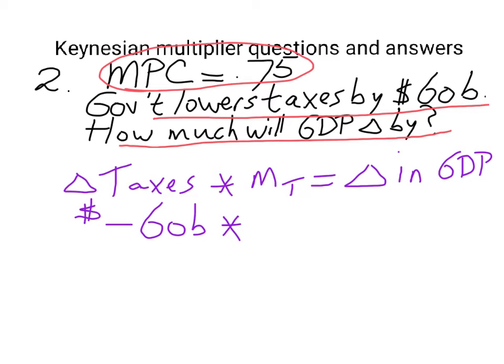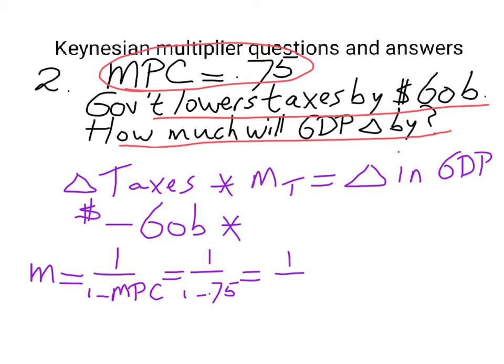Now, how do you get the tax multiplier? In order to get the tax multiplier, we first have to calculate the regular multiplier, and that's the same formula as we used in question 1. So it's 1 divided by 1 minus the MPC, which in this problem is given as 0.75. So that is equal to 1 divided by 1 minus 0.75, which is 0.25. And 1 divided by 0.25, 25 cents goes into $1 4 times.